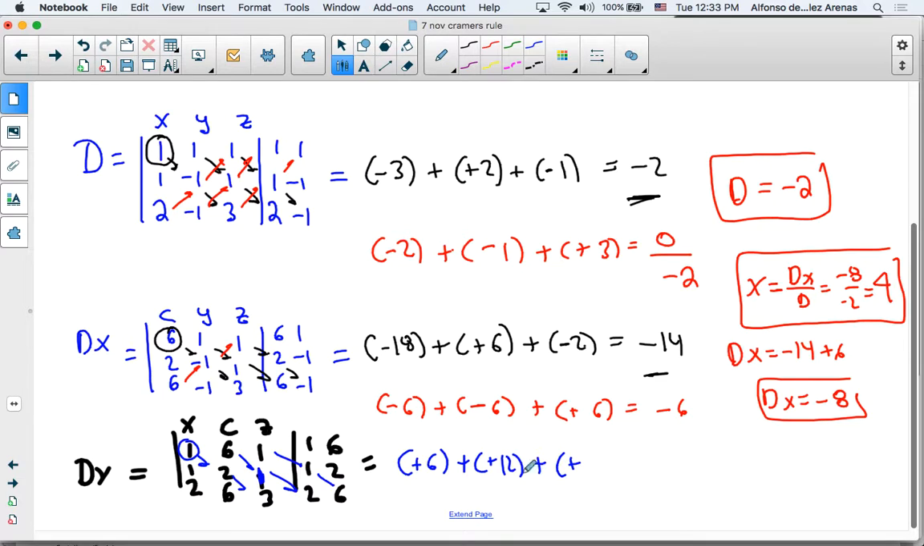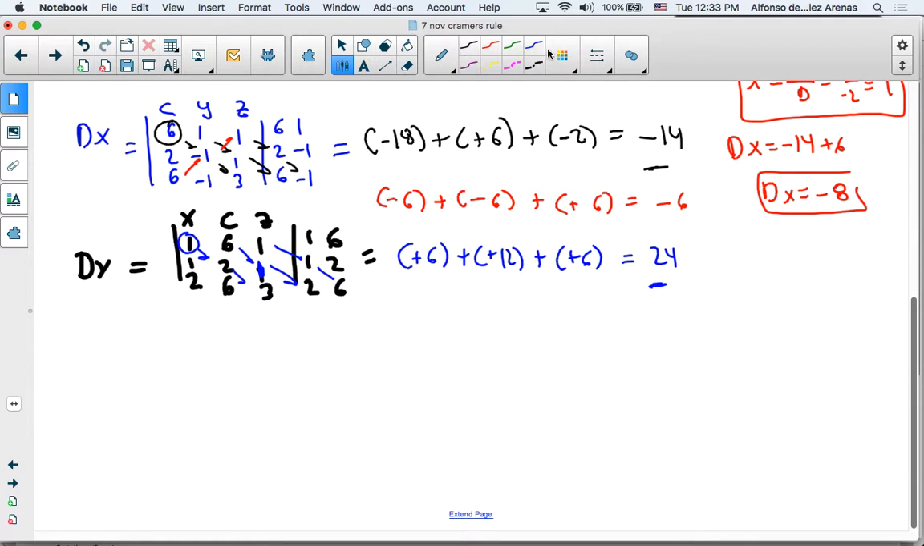are those, only positives, 1, 1, and 6 is 6, equals 18, 24, minus, don't forget this negative sign. Now we have the ascending diagonal, only positives, we have positive 4, plus the next diagonal is this one, all are positive, 6, 1, and 1 is 6, plus the third one, all are positive, 3, 1, and 6, 18, equals 28. 24 minus 28 is negative 4.